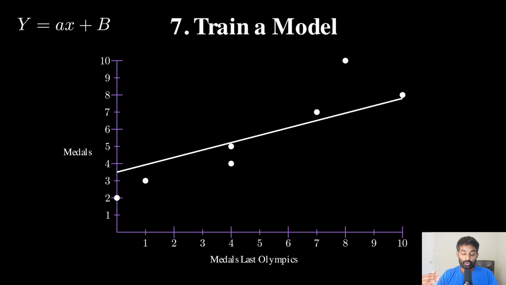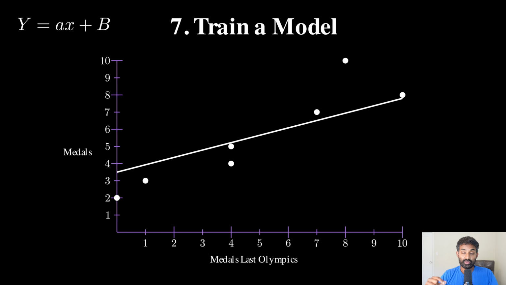For example, if a country got 6 medals in the 2016 Olympics, using this line, we might predict that they'll also get 6 medals in the 2020 Olympics. So the way that we build a linear regression is we train it using data that we already have, and then we use what we've trained, the line, to make predictions on future data. Now, the model we're going to train is going to be slightly more complicated than this model. This is what's called univariate or single variable linear regression, where we're only using previous medals, the medals a country got in the last Olympics, to predict the medals they'll get in this Olympics.